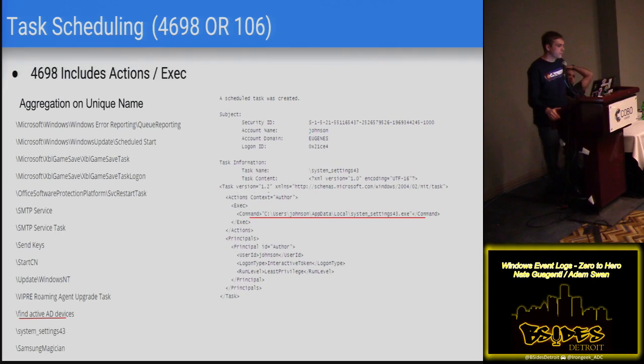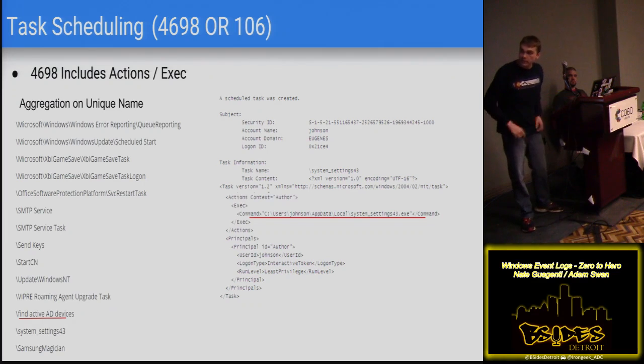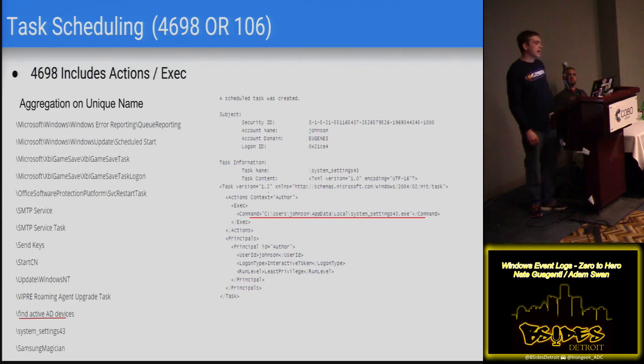Task scheduling, so 4698, you have to enable it in the GPO, but once you do, it's very, very powerful. So in this event, it actually gives you an XML breakdown of everything that was created for the task, right? So if you actually go in and create a task through like the GUI, this is the XML that is created on the host. So you can see everything that task is going to do. So this one stuck out from the lab, and it's a task where they're executing system settings 43 there.